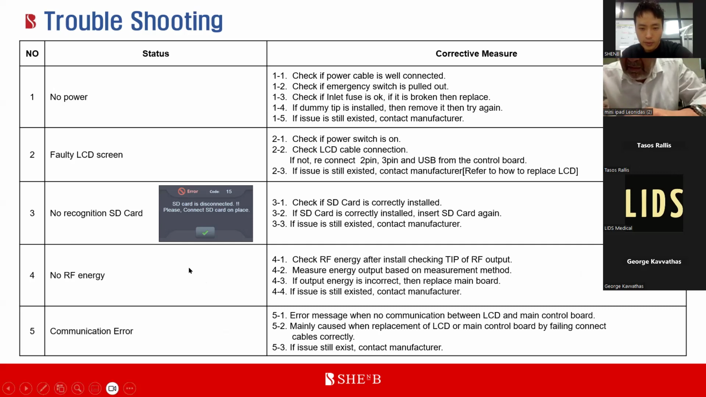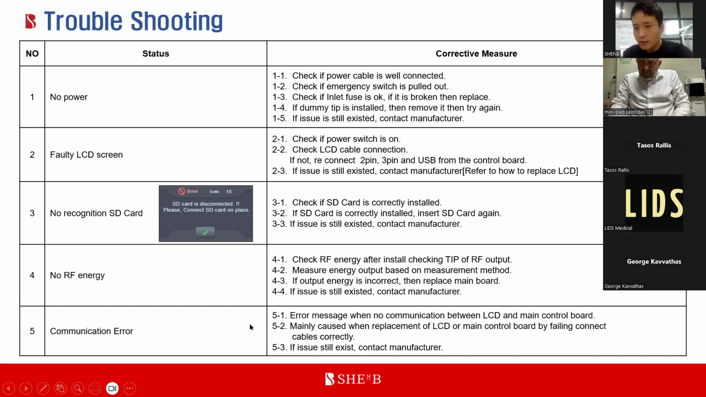No RF energy means that if the clients, or when we do a clinical trial, we don't feel the RF output, we also need to check the RF output of the handpiece. But ever since we have distributed more than 3,000 units around the world with Virtue, we haven't encountered this kind of problem yet.